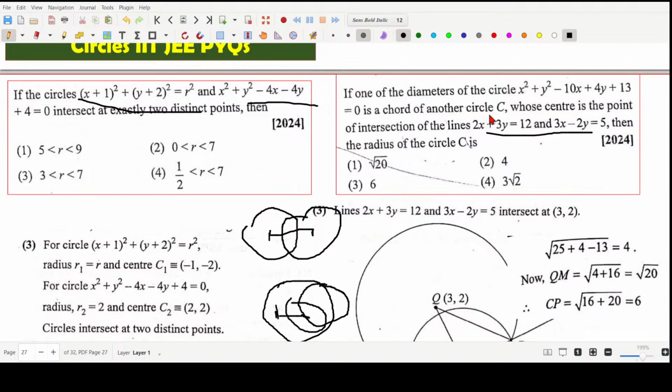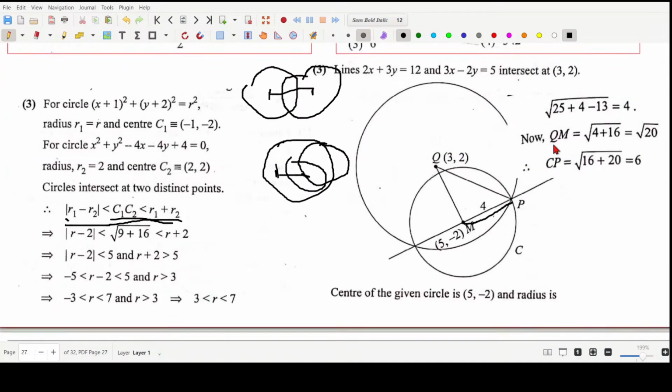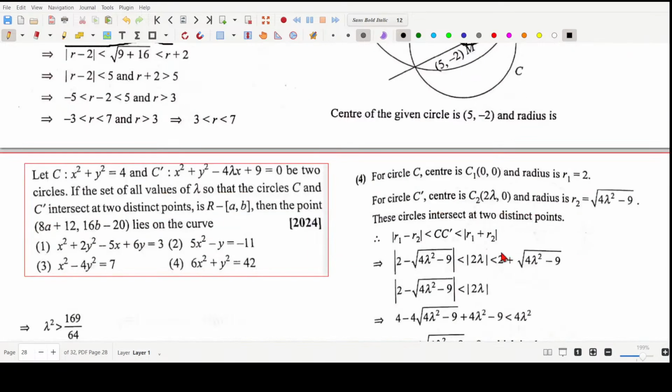Sir, is the answer 6? Yes, my answer is 6. What did you do? Sir, I found the radius first. Then the distance between center to center is this length, right? Then this square plus this square is actually the required radius square. That's it. Very good, very good.